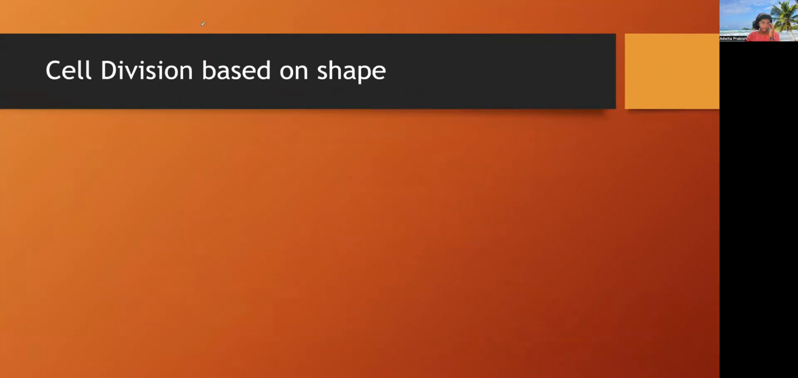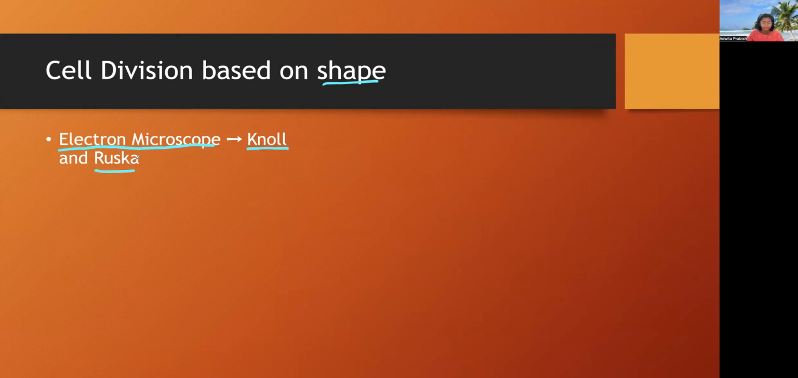So the next, we're going to see the cell division based on shape. So there are different shapes for cells. So how do we know that the cells are having this much different shapes, sizes, whether they have a nucleus or not? Everything is because of the invention of the electron microscope. The electron microscope was invented by Knoll and Ruska.